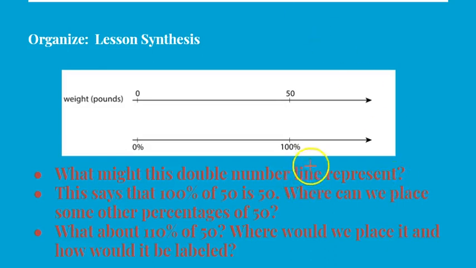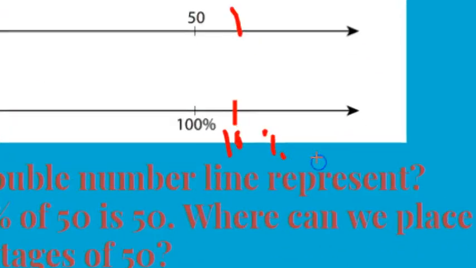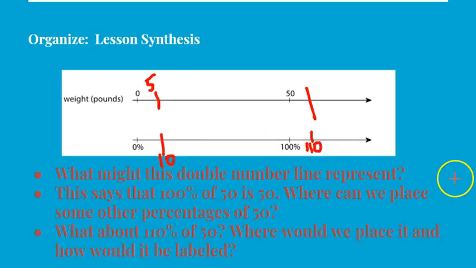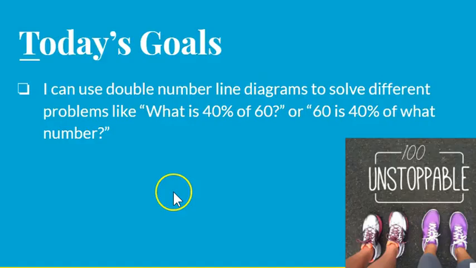Yeah, 110% is going to be over here, right? And we said back here that 10% would be 5 pounds. So if I know that 10% is 5 pounds, 110% of 50 pounds would be 55 pounds. Why? Well, once we know the 100%, we can break that into several other percentage parts and figure out all kinds of different things using those parts together. So our goal was looking at double number line diagrams to solve some different problems.